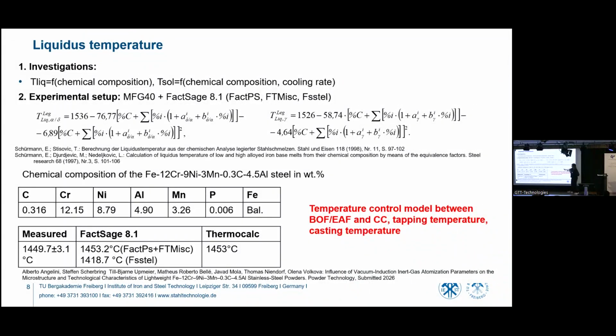I want to show only one example for the steel alloyed with chromium, nickel, aluminum. Yes, the steel has 5% of aluminum, and the measured temperature was, I have a problem with the sim, but it's okay, 1494.